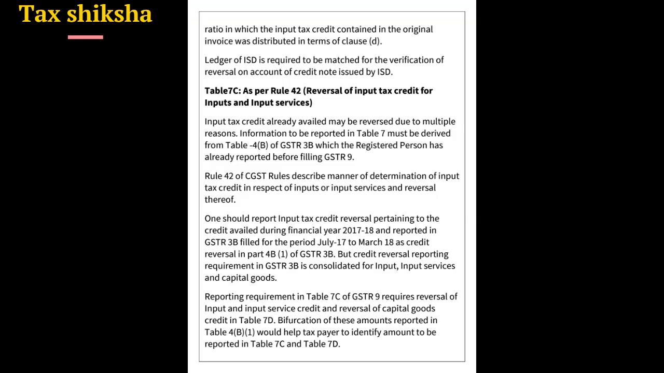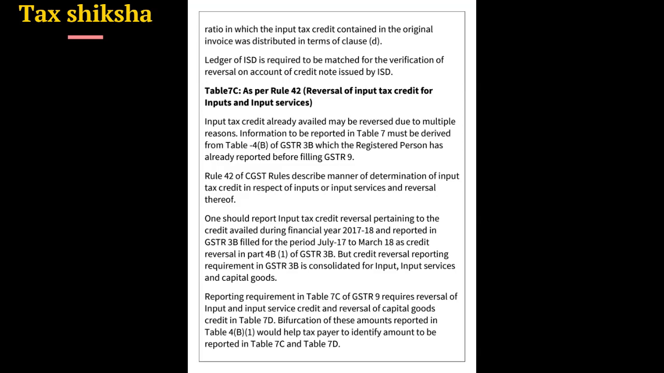But the credit reversal reporting requirement in GSTR 3B is consolidated for input services and capital goods. The reporting requirement in Table 7C of GSTR 9 requires reversal of input and input service credit, and reversal of capital goods credit in Table 7D. Bifurcation of these amounts reported in Table 4B1 would help the taxpayer to identify the amount to be reported in Table 7C and Table 7D.